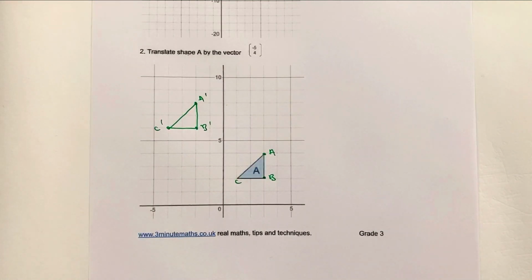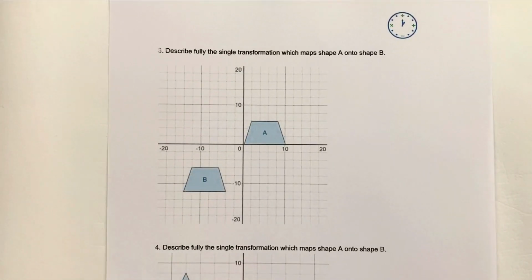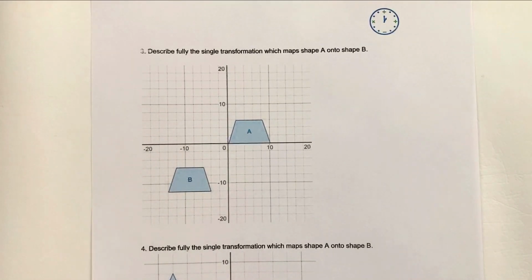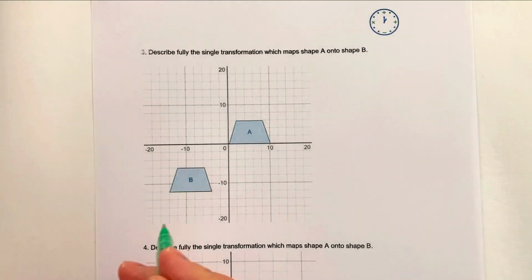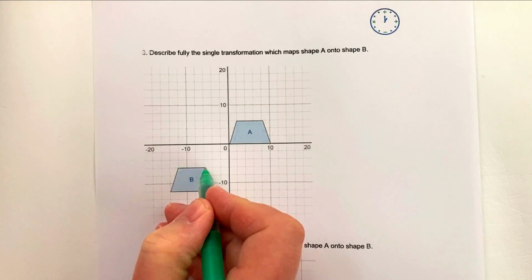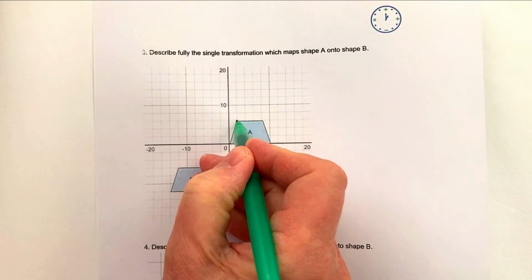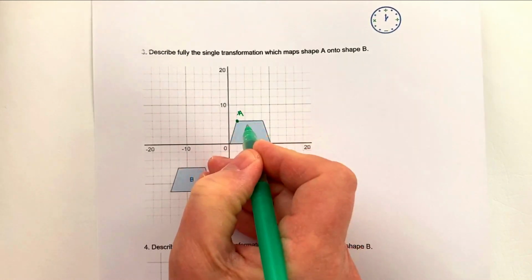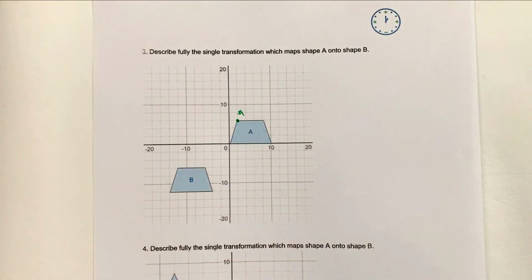So if we move on to question number 3, what we're being asked to do is to find that actual movement. It says, describe the single transformation which maps shape A onto shape B. Well, in this particular case, the shape itself hasn't changed, so therefore it's going to be a vector move. What I would do is just have a look at one of the corners. Let's have a look at this one, and we're going to go from A to B. Now again, each of those squares is going to be 2 units, so please do be careful about this.